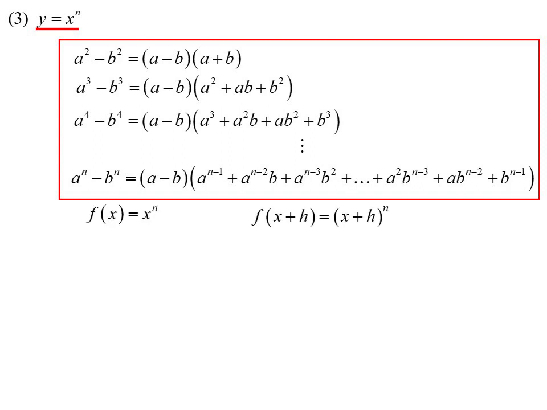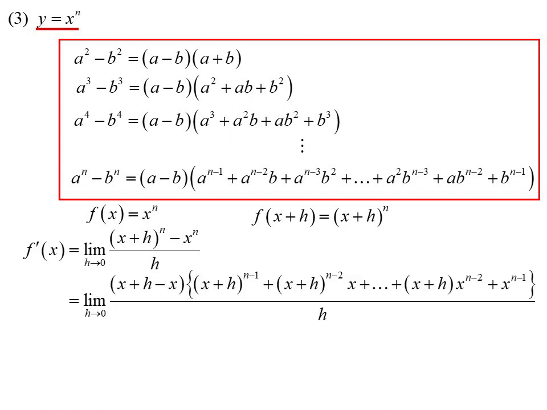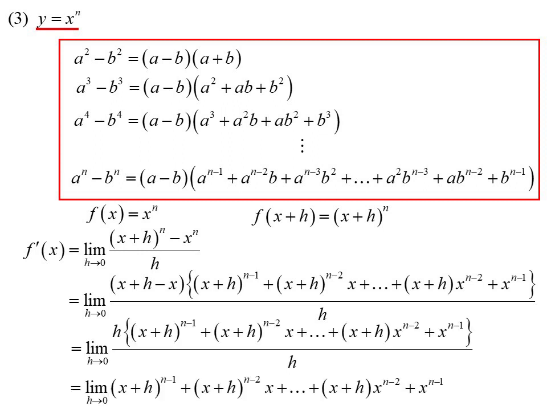Function x is x to the power of n. Function x plus h is x plus h to the power of n. So into our first principles formula, I now have this, x plus h to the power of n minus x to the power of n, and that's where I'm going to use this factorization. In the first parentheses, I get x plus h minus x. And then in the second one, the powers of x plus h are going down by 1. The powers of x are going up by 1. But of course that first parentheses, x plus h minus x, is just h. And that will cancel with the h in the bottom of the fraction. And I'm left with this series.